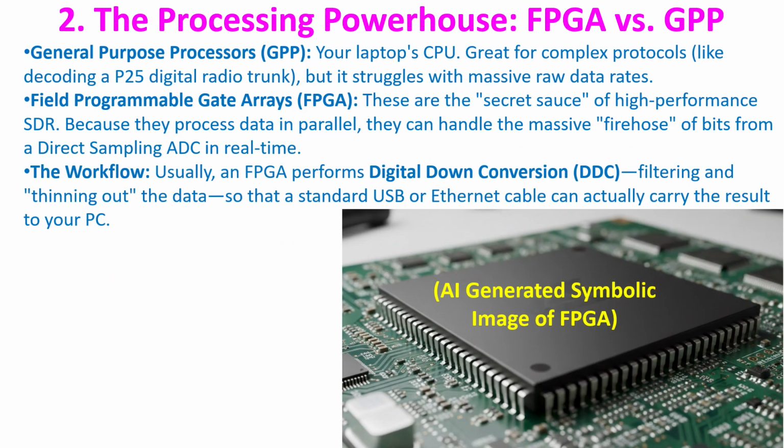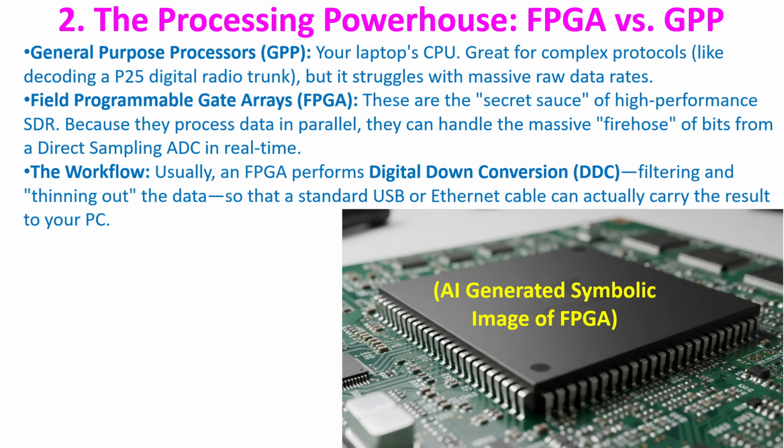A common beyond-basics hurdle is understanding where the math happens. General purpose processors, for example the one in your laptop CPU, are great for complex protocols like decoding a P25 digital radio trunk, but struggle with massive raw data rates. Project 25, or P25, is a suite of standards for interoperable land mobile radio systems designed primarily for public safety users.